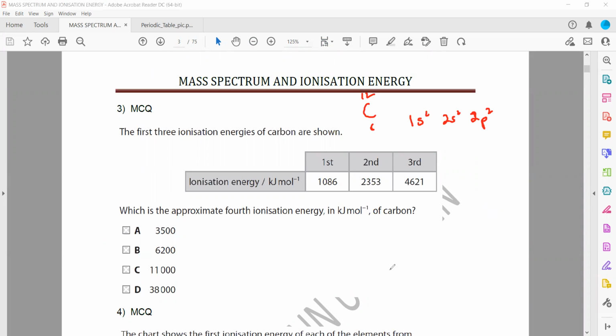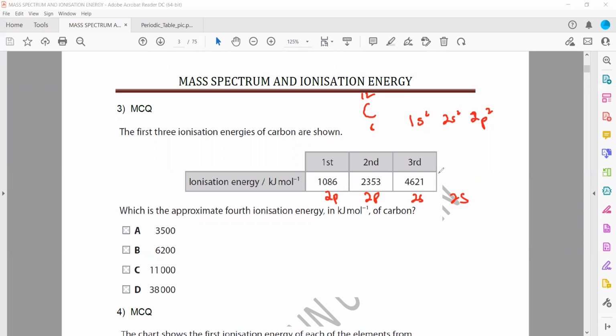So we remove the first electron because a total of 6 electrons are there. We remove the first electron from 2p. So this electron is removed from 2p. Then this electron is also removed from 2p. Then we remove from 2s. So another one also we are removing from 2s. So we are removing from the same orbital, same subshell.